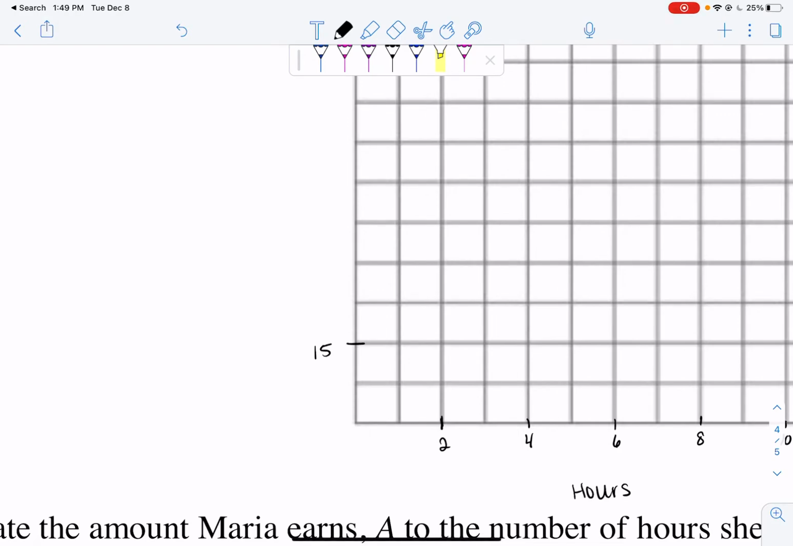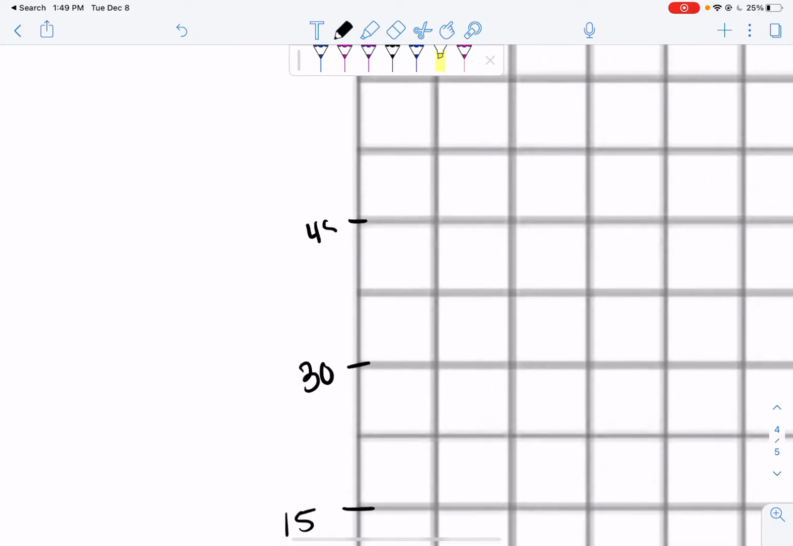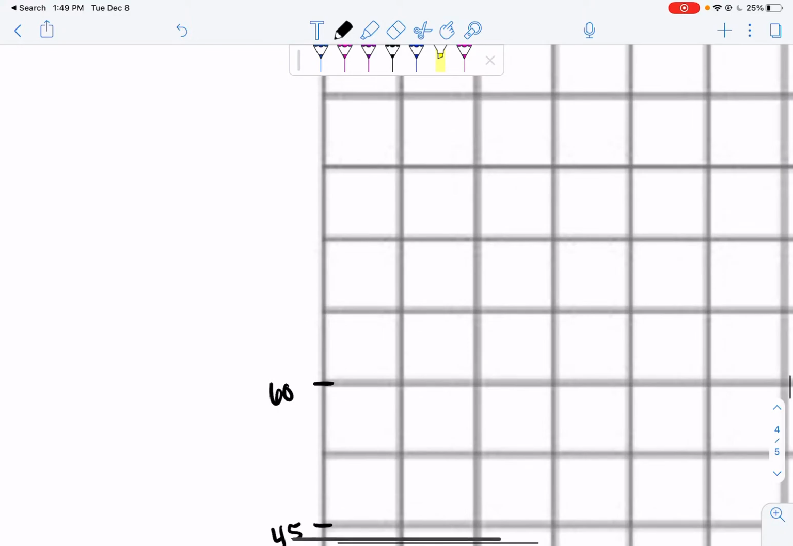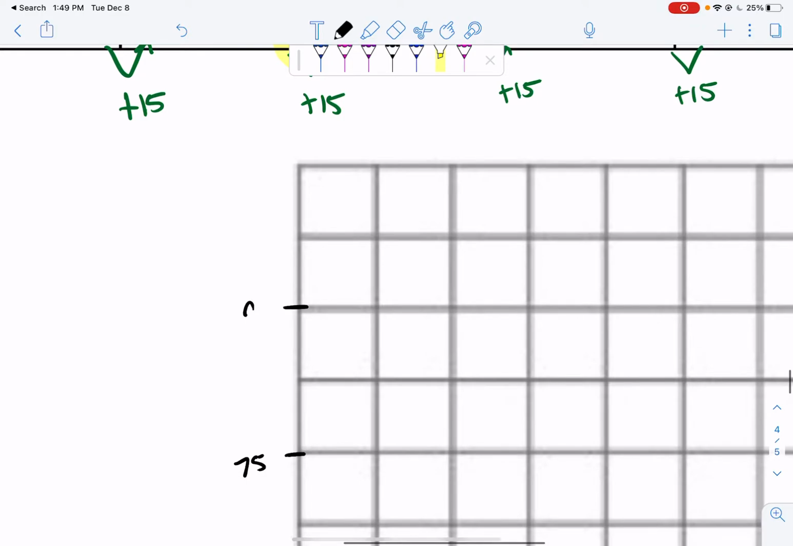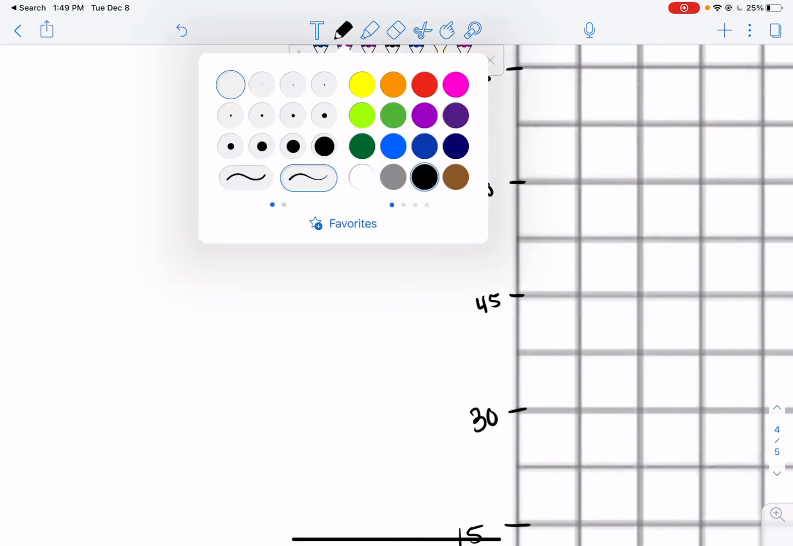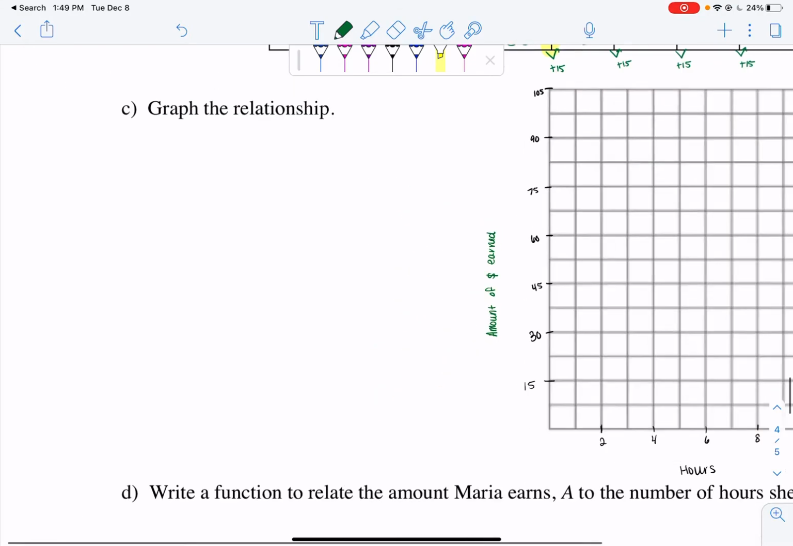Now what I'm going to do is I'm going to make every 2 boxes 15, or every box worth 7.50. So 15, 30, 45, 60, 75, 90, and 105. What we want to do is we forgot to label our y-axis, so I'm going to label our y-axis. I'm going to do that in green for the amount of money made, or amount of money earned.